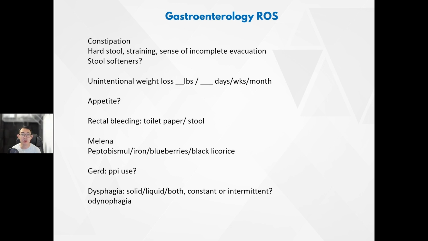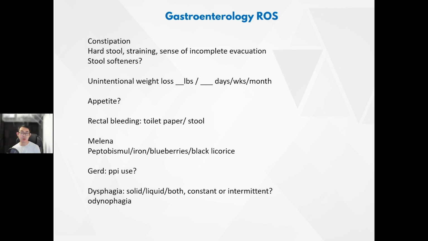And for constipation, that's another complaint that's common for the GI. You're going to ask if it's hard stool, do you need to strain? Is there any sense of incomplete evacuation? Very important question, because there could be a pelvic dyssynergia. Stool softeners, do they use stool softeners? Then unintentional weight loss, how many pounds or kilos in how long a period of time? And appetite, do they have decreased appetite?